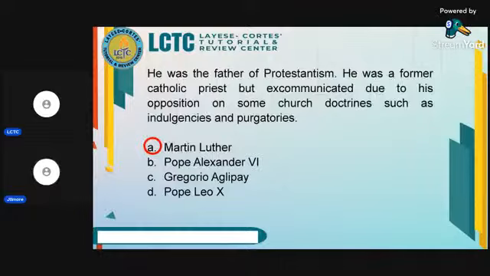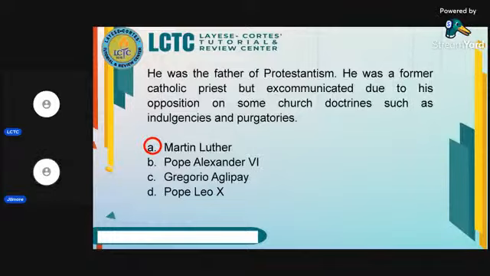He was the father of Protestantism, a former Catholic priest. Father of Protestantism, automatic, that's Martin Luther. Pope Alexander VI was the Pope who issued the papal bull for the demarcation line, dividing the world for Spain and Portugal. Remember the Treaty of Tordesillas? The papal bull issued by Pope Alexander VI was the basis for the Treaty of Tordesillas between Spain and Portugal.